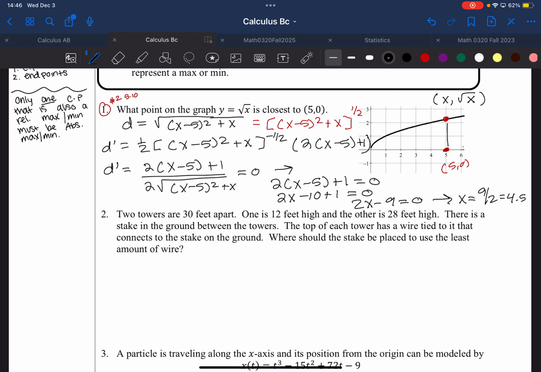However, is that the answer the problem was looking for? No, it was looking for the point. And we established in 5.10 that that point is x comma square root of x, which means our answer is 4.5 comma square root of 4.5. That is the point that is the closest on the graph y equals square root of x. And that point is about right here. So again, this was us continuing number 2 from 5.10.